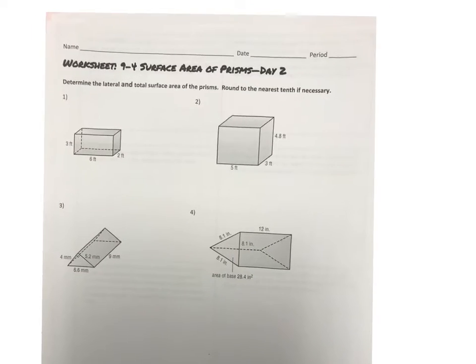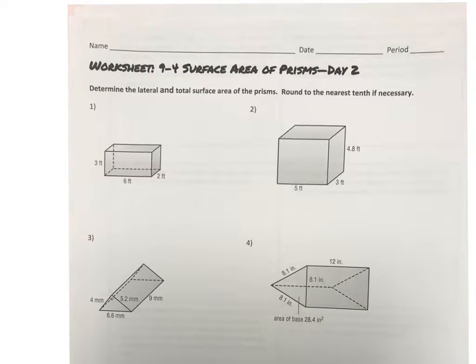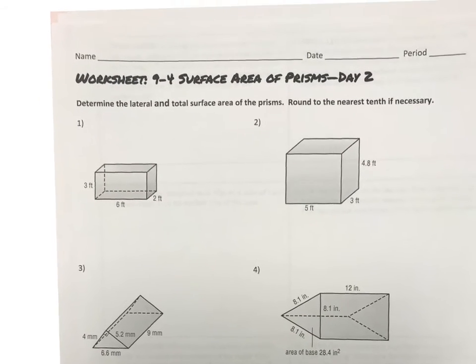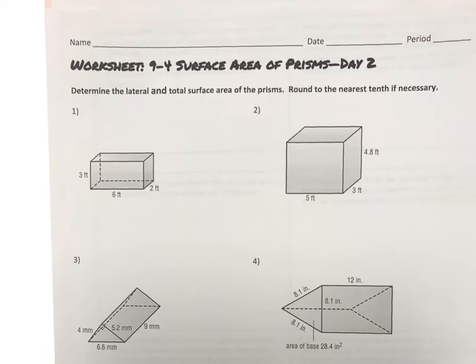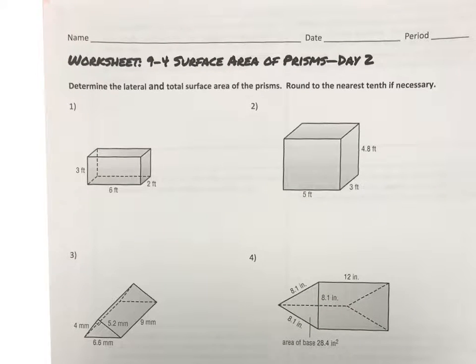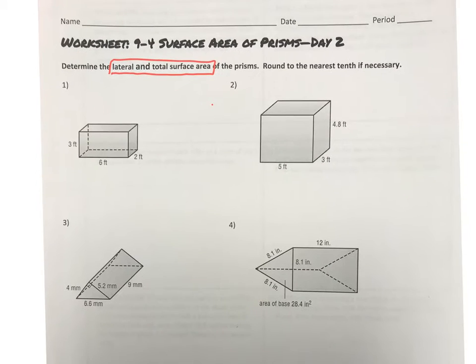Okay, so for this worksheet, you can use the other 9-4 notes that we took. This is just some extra practice for you. This is all worksheet, and it says determine the lateral and total surface area of the prisms. So you're finding both, but that's really not a big deal.